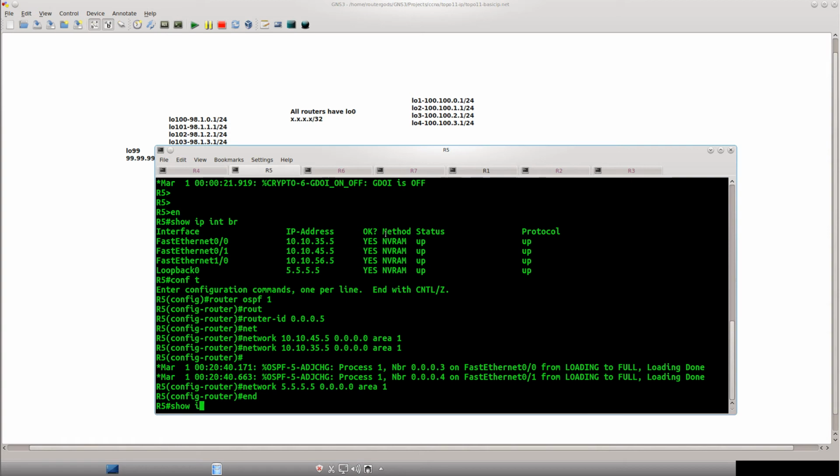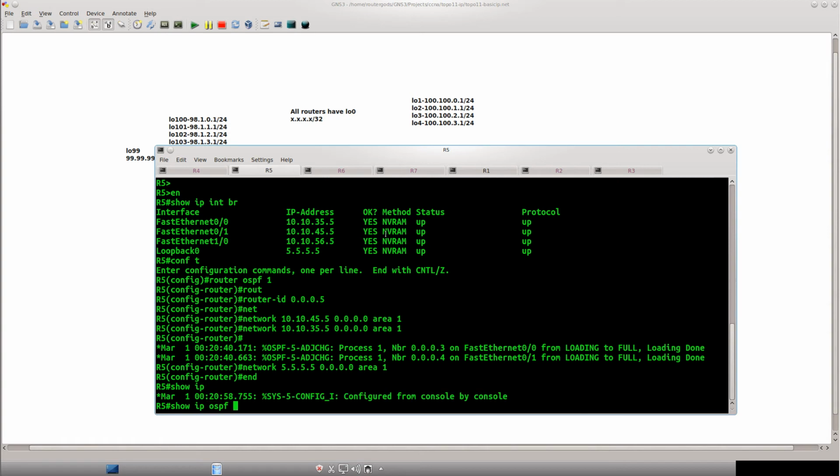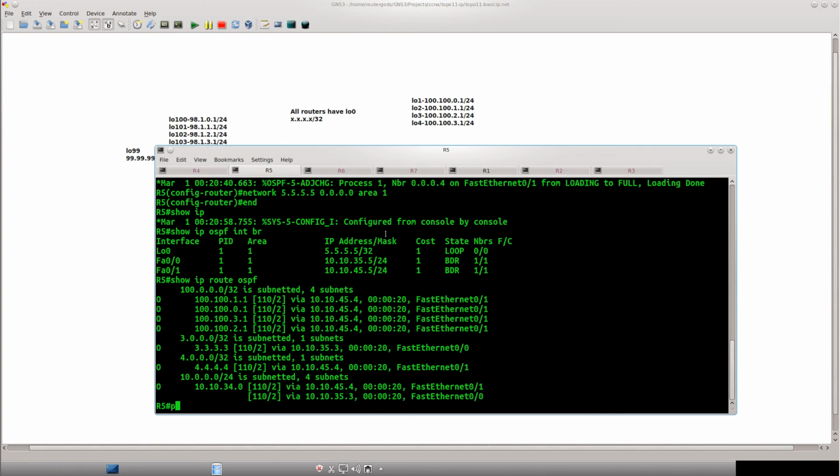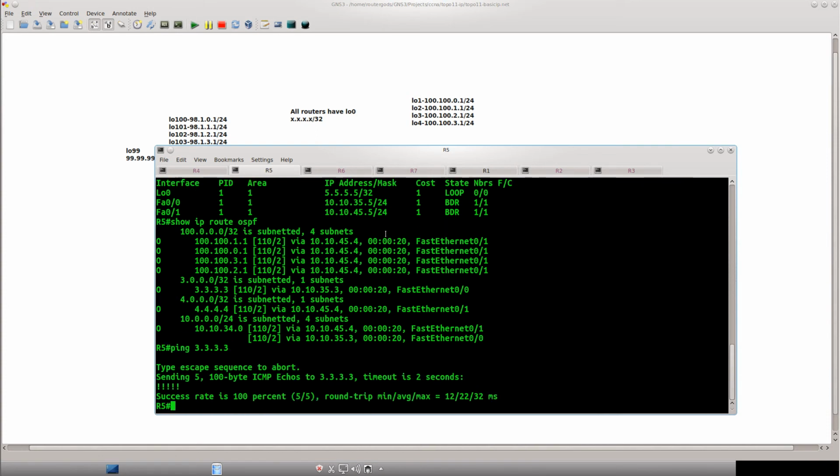And when you're done, show IP OSPF interface brief. You'll see that you got your 3 interfaces into OSPF. That's great. Show IP route OSPF. Shows all the OSPF routes. So you should be able to ping all 3s, all 4s.